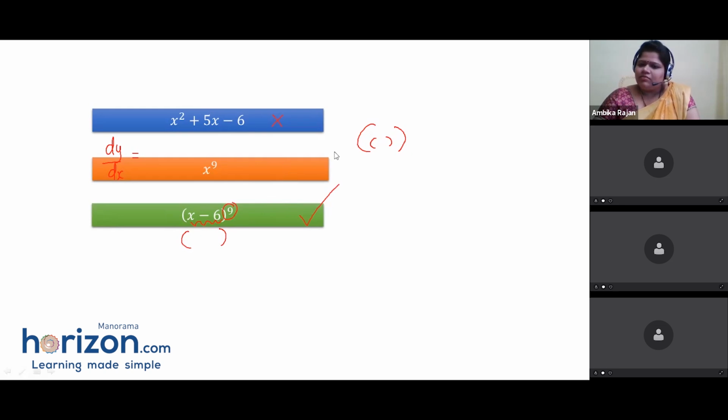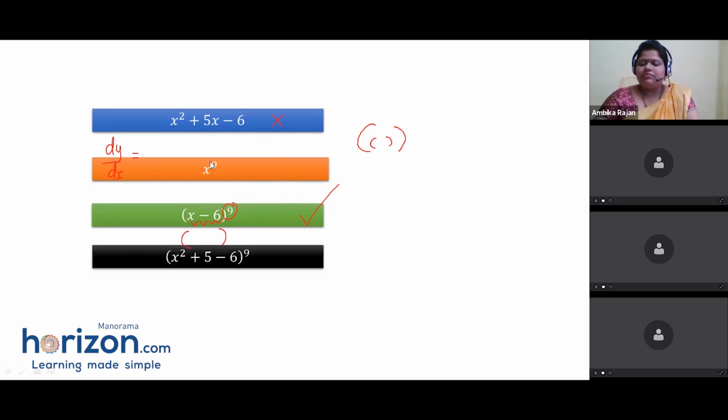Take a look into the next one. What do we have to apply for this? Do we need a chain rule? Yes, of course we need it, because here also the same smaller expression, x squared plus 5 minus 6, is lying inside a larger expression like this. Am I right? Yes, we need our chain rule.